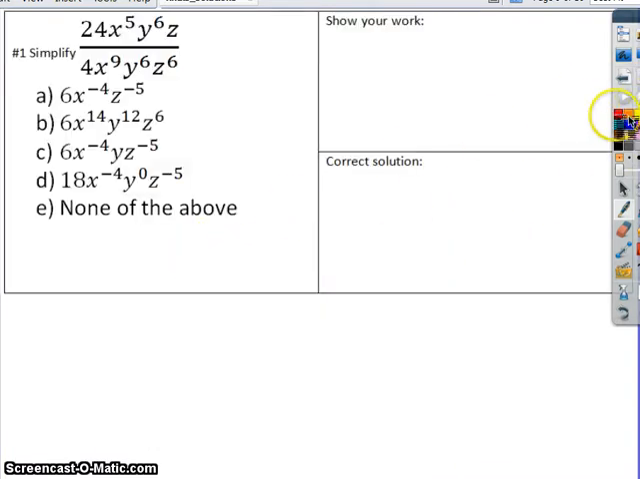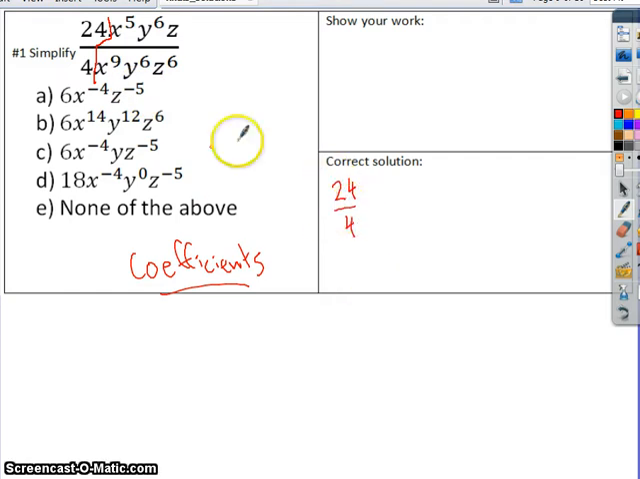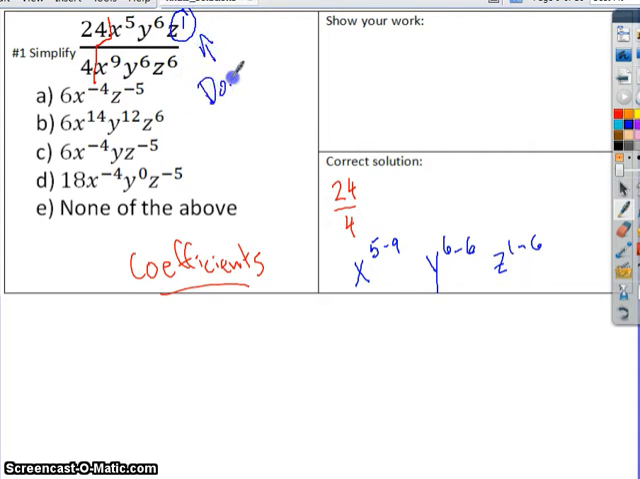Number 1, you need to divide this into 2 problems. So I'm going to put a slash right here, and then these numbers out in front are called coefficients. I deal with the coefficients like they're a separate problem, and then I do the exponents. So the coefficients are 24 over 4. And let me do the exponents at this point. That's x to the 5 on top minus 9 on bottom, y to the 6 on top minus 6 on bottom, z to the 1 on top minus 6 on bottom. And then if you would, circle this and write the words "don't forget," because otherwise you'll forget.